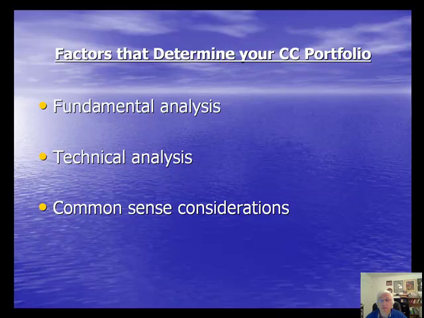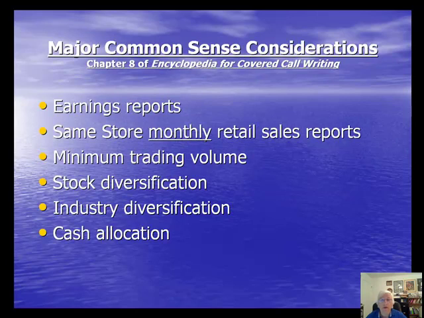In the BCI system, there are several factors we use in determining our portfolio. One of them is fundamental analysis, where we explore earnings and revenues of a particular company. Another is technical analysis, or studying the price chart of that equity so we can determine the price momentum as it relates to our covered call investments. And also we have a series of common sense considerations. These are really the ones that set blue collar investors apart from all the others. So let's take a look at some of the major common sense considerations before we focus in on cash allocation.